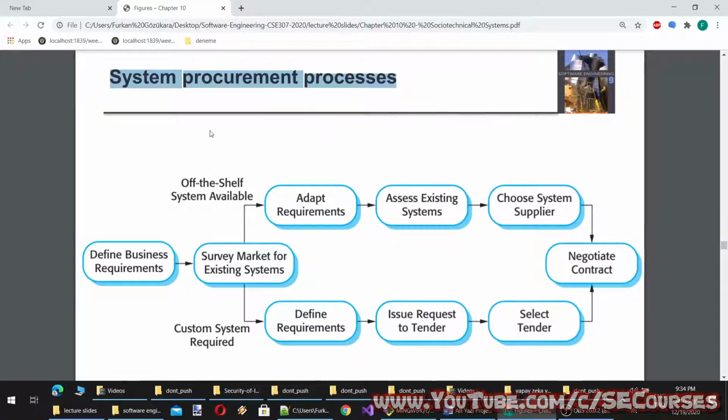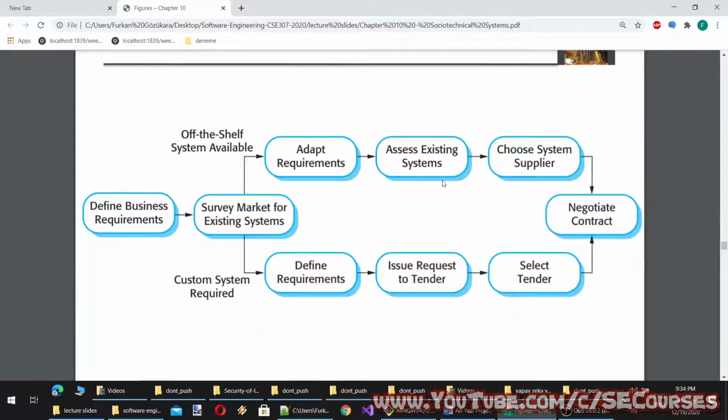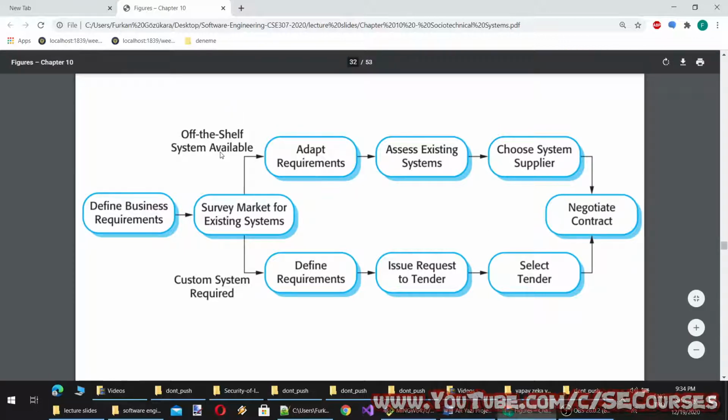System procurement processes. First you start by defining business requirements, then survey the market for existing systems. If an off-the-shelf system is available, adapt requirements, assess existing systems, choose a system supplier, and negotiate the contract. If an off-the-shelf system is not available, then a custom system is required: define requirements, issue a request for tender, select a tender, and negotiate the contract.